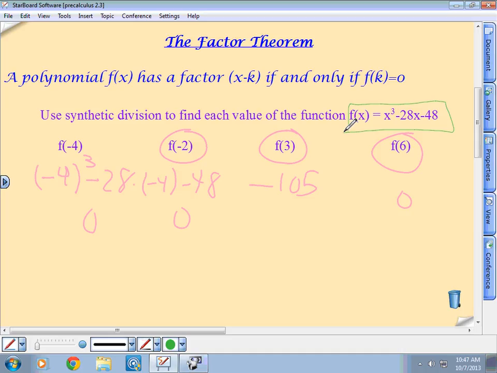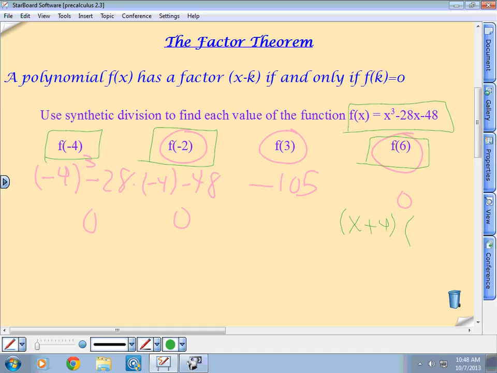All right, but for the factor theorem, a polynomial f of x has a factor x minus k if and only if f of k equals 0. For these 3, they're 0, right? Yeah. So what does that tell you about this function? It has a factor x minus k. Of what exactly? x plus 4, x plus 2, and x minus 6.